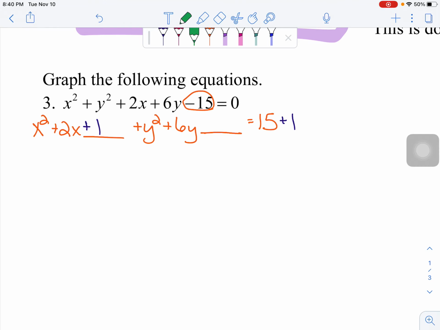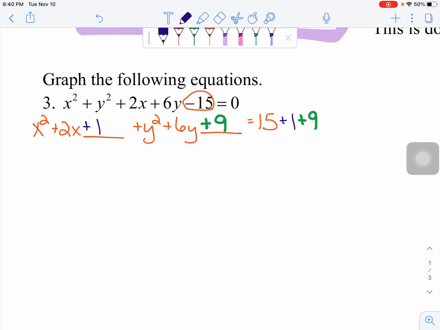Now I'm going to complete the square for the y terms. So I'm going to take my middle term here, my b value for the y variable, and I'm going to chop it in half. So 6 chopped in half is 3. Square that value, 3 squared is 9. So I'm going to add 9 to complete the square for y.